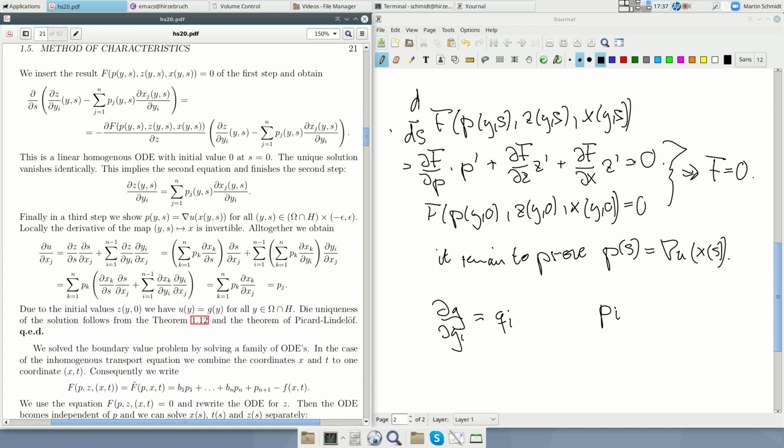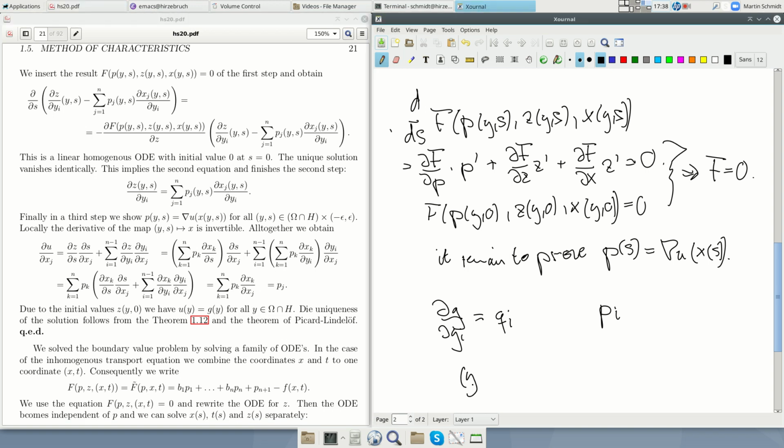And now it remains to calculate this. We define this in these new coordinates, so we use the chain rule. We use the chain rule because we defined x as a function of y of s going over to x. And we already know that this map is invertible, locally.